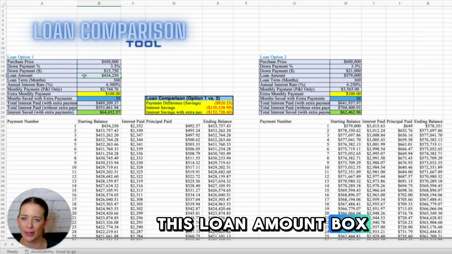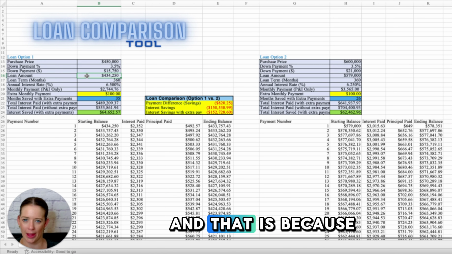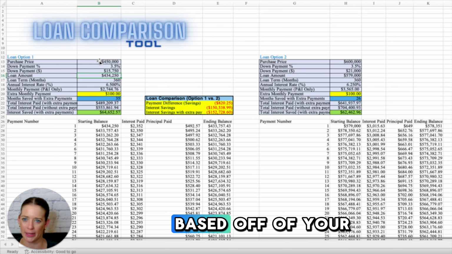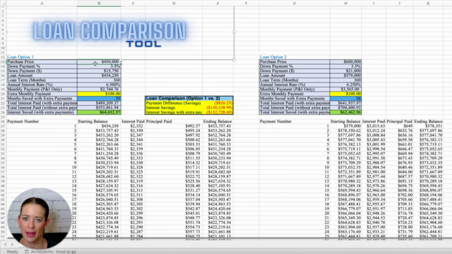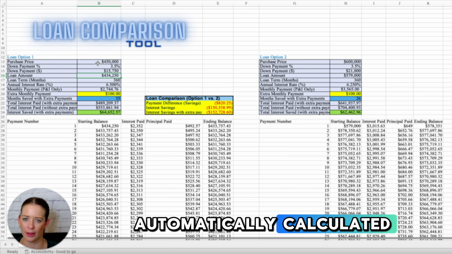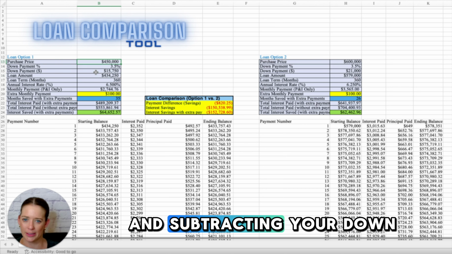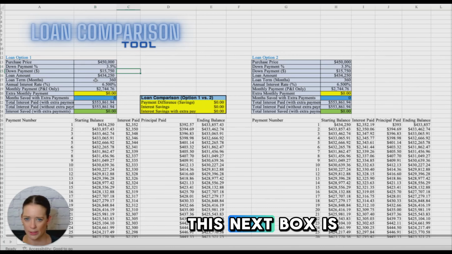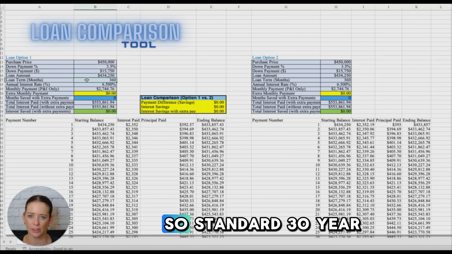This loan amount box here you shouldn't have to mess with, and that is because it's automatically calculated based off of your purchase price and your down payment dollar amount. So this will be automatically calculated taking your purchase price and subtracting your down payment amount. This next box is your loan term in months. So standard 30-year fixed mortgage is 360 months.